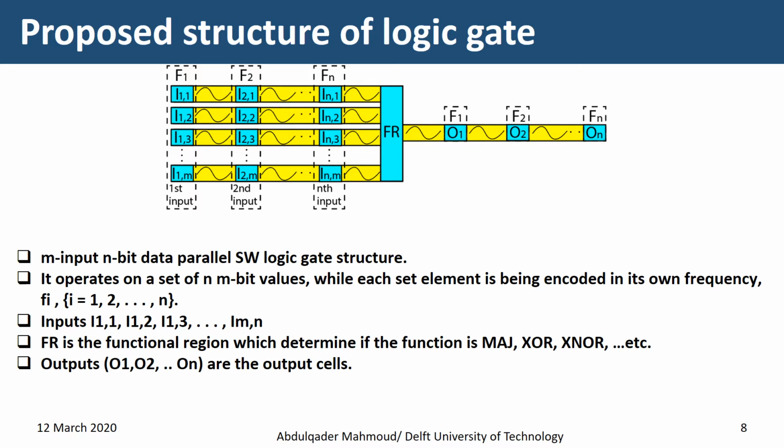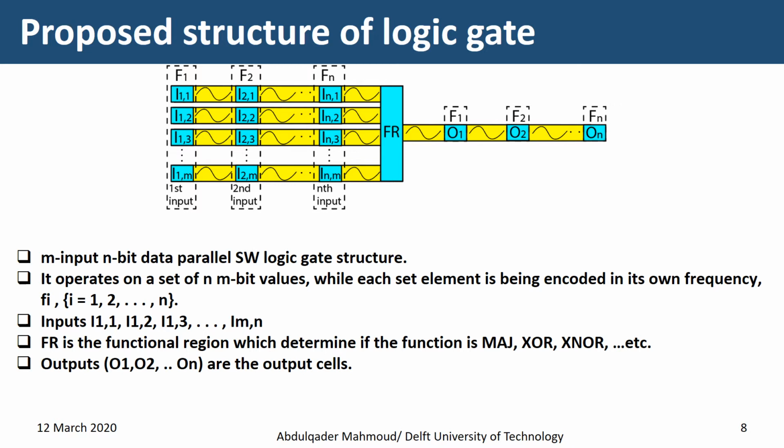As you can see in this structure, an M-input n-bit data parallel spin wave logic gate. There are M inputs at n different frequencies, and only those which have the same frequency will interfere with each other constructively or destructively based on their phase, and the result will be captured at each frequency separately.